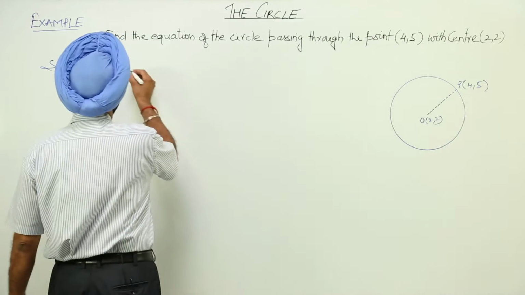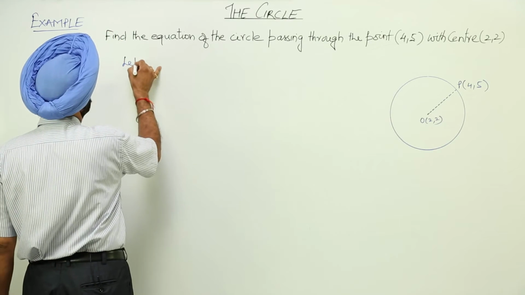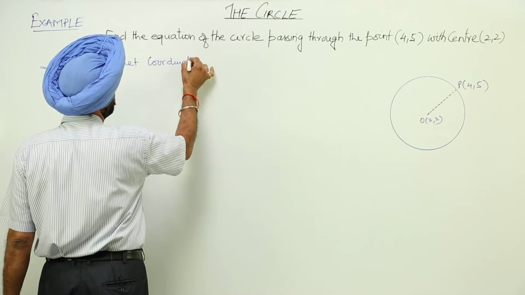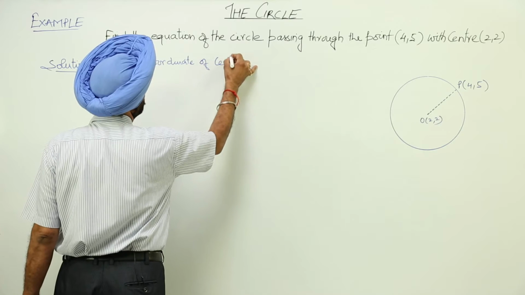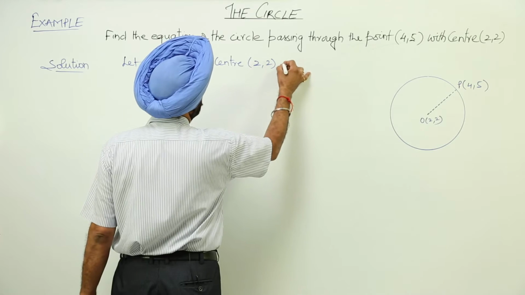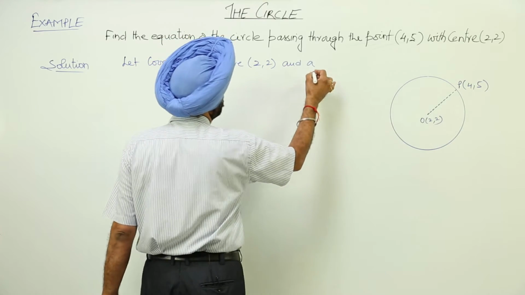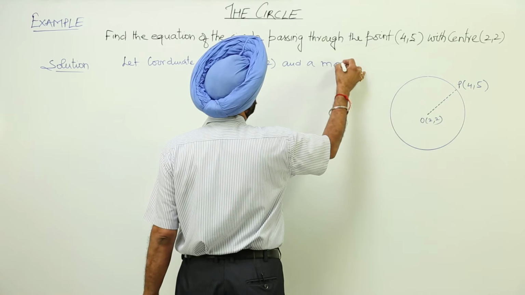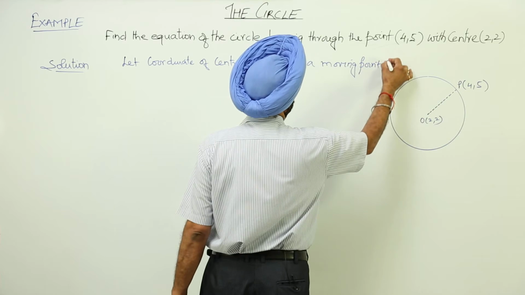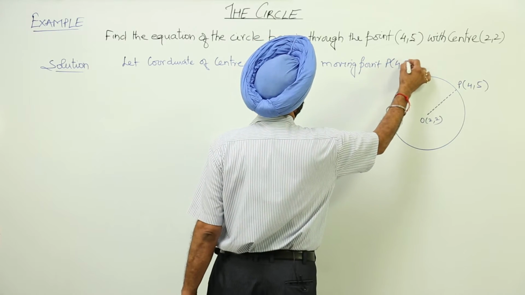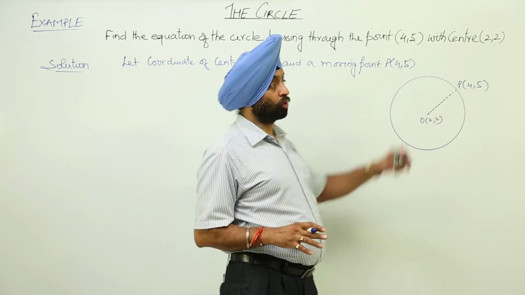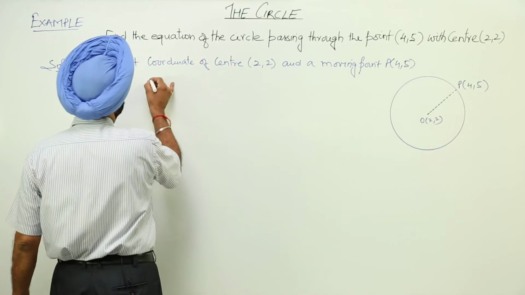Now let the coordinate of center be (2, 2), and a moving point P (4, 5). P can be a moving point because I have just written here P (4, 5).